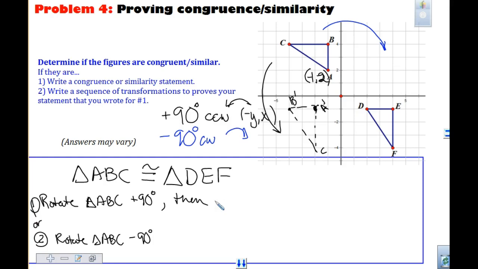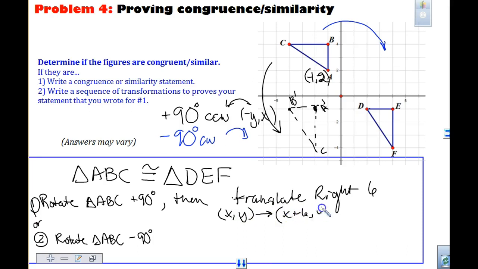I'm just going to translate it over 1, 2, 3, 4, 5, 6, right? Then translate to the right 6. Now, could you write that as a rule with the xy? Sure, but I think most of you are generally going to go with x plus 6, y. You're probably going to go with just translate right.